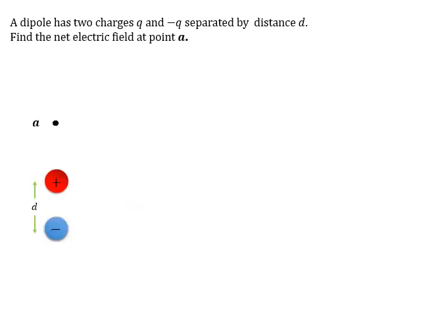Let's get to work at finding an expression for the net electric field at point A. So we know how to draw it. We know that the electric field due to the positive charge points straight up. We'll call that E plus.